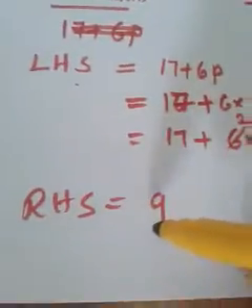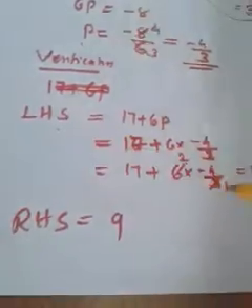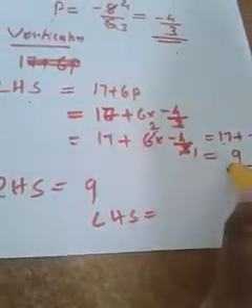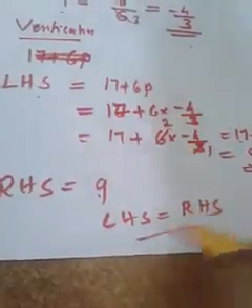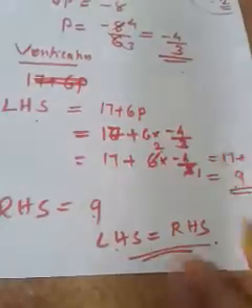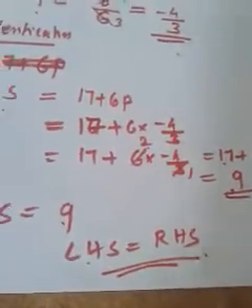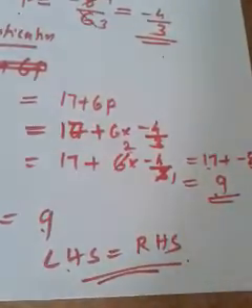And RHS is already 9. If your answer is correct, LHS should be equal to RHS. Here LHS and RHS are equal, no? LHS we got 9 and RHS is already 9. So it means that LHS is equal to RHS. This is a way of verification. If LHS is not equal to RHS, it is not verified, and maybe the answer is wrong. But here LHS is equal to RHS, so it is verified.